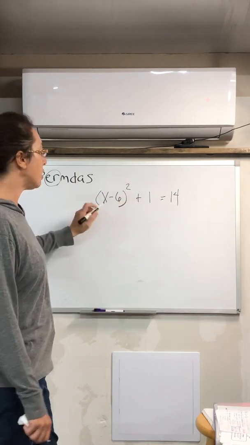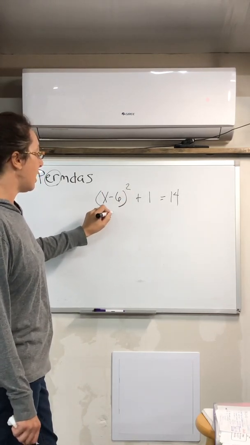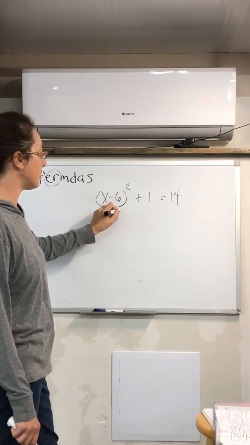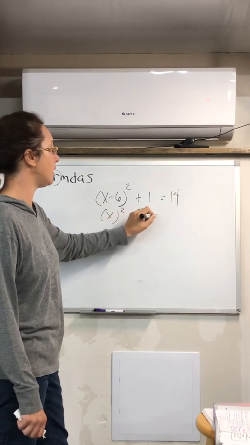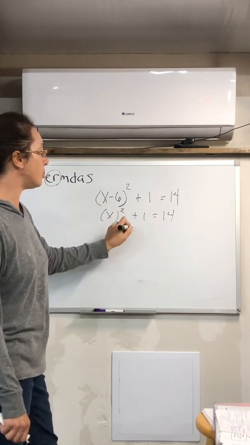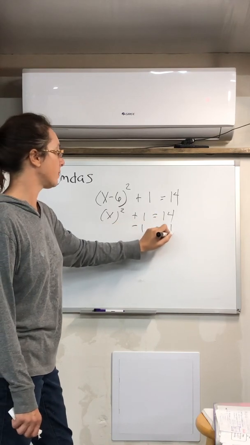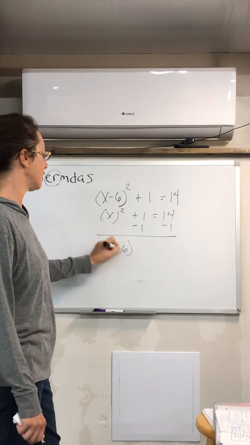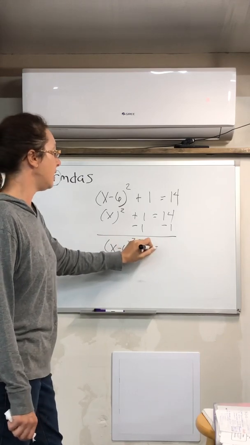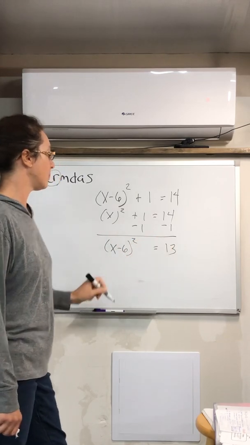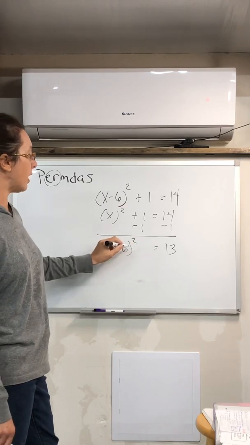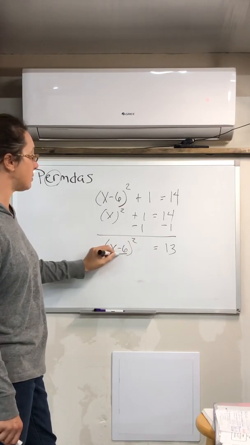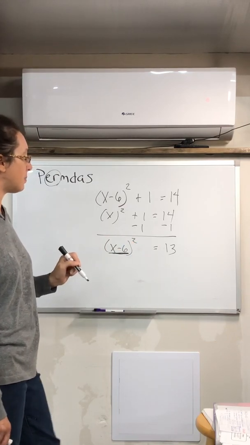Okay, so we are gonna view this as just one whole little section, right? X minus 6 squared plus 1 equals 14. So what do we do? We get rid of the 1 first. So I now have this huge set over here. X minus 6 squared is equal to 13. Okay. Because my square is outside, this is my whole base, right? The x minus 6.